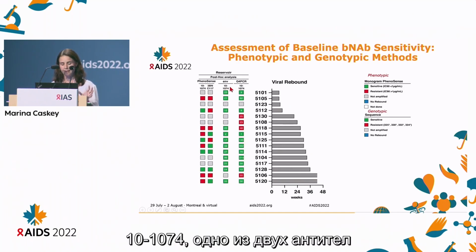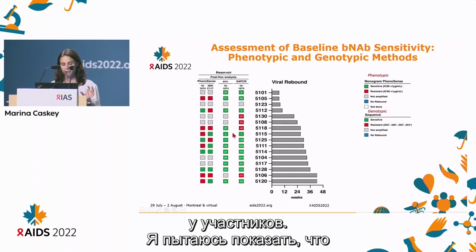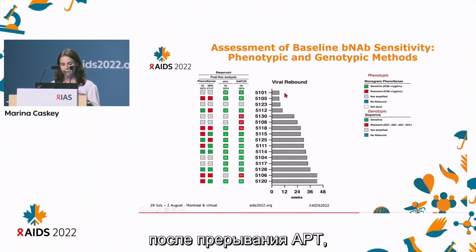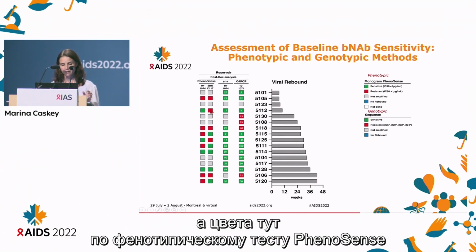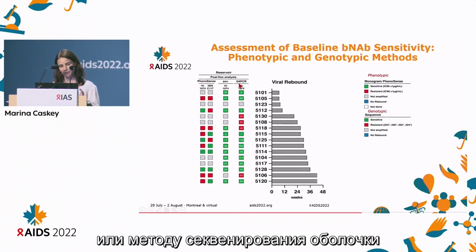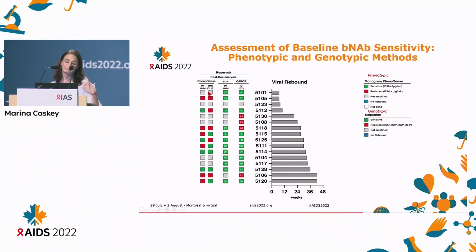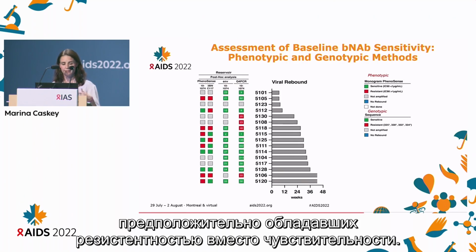So we applied this PhenoSense assay in parallel to genotyping, looking at the envelope sequences, to predict sensitivity to 1074, one of the 2 antibodies, in our participants. Here what I'm trying to show is that the gray bars represent the time to viral rebound from discontinued ART. And the colors, by the phenotypic PhenoSense assay or by the envelope sequence methods, illustrate which participants were predicted to have resistance versus sensitivity.